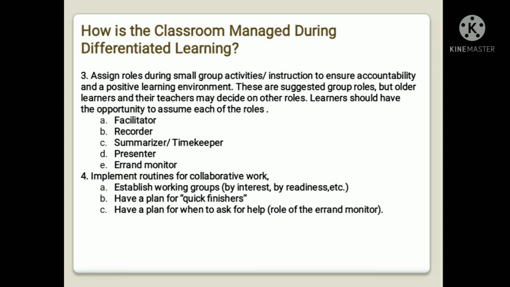Third is assign roles during small group activities or instruction to ensure accountability and a positive learning environment. These are suggested group roles, but older learners and their teachers may decide on other roles. Learners should have the opportunity to assume each of the roles. Learner's role can be a facilitator, recorder, summarizer or timekeeper, presenter, or the errand monitor. Fourth is implement routines for collaborative work. Establish working groups, have a plan for quick finishers, or have a plan for when to ask for help.